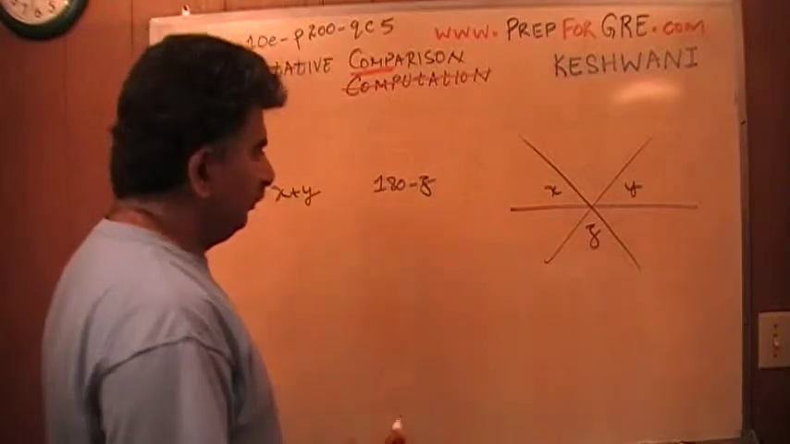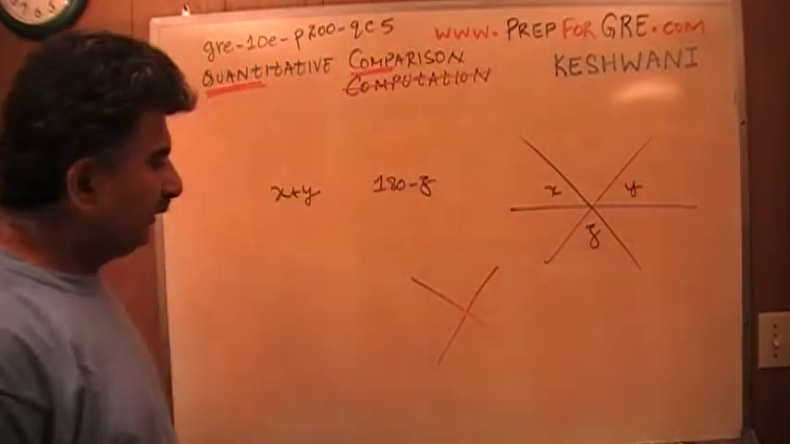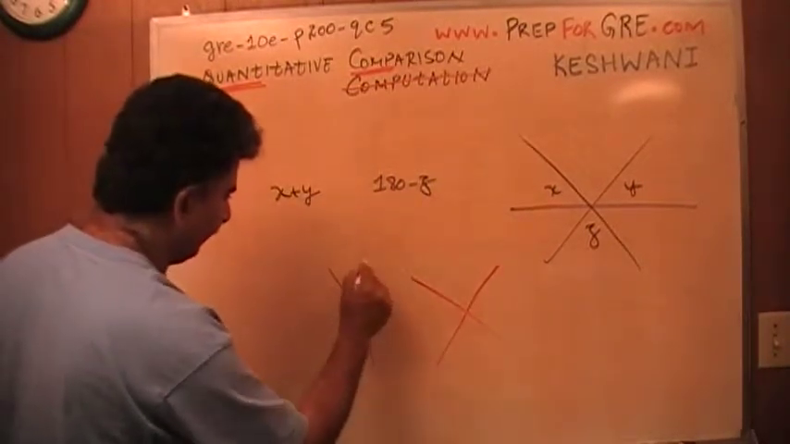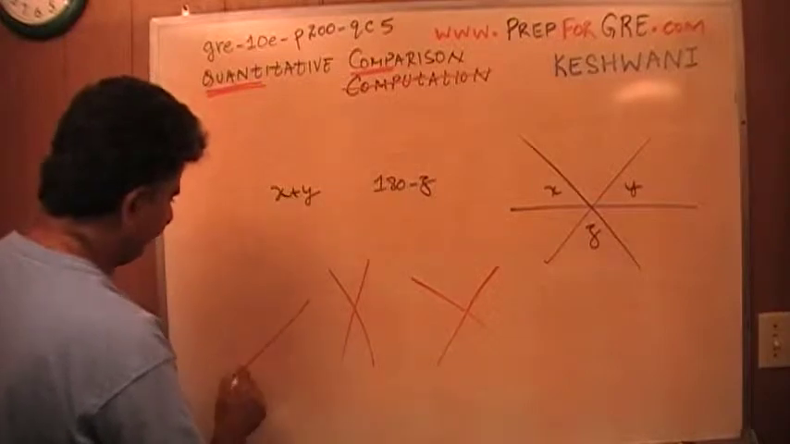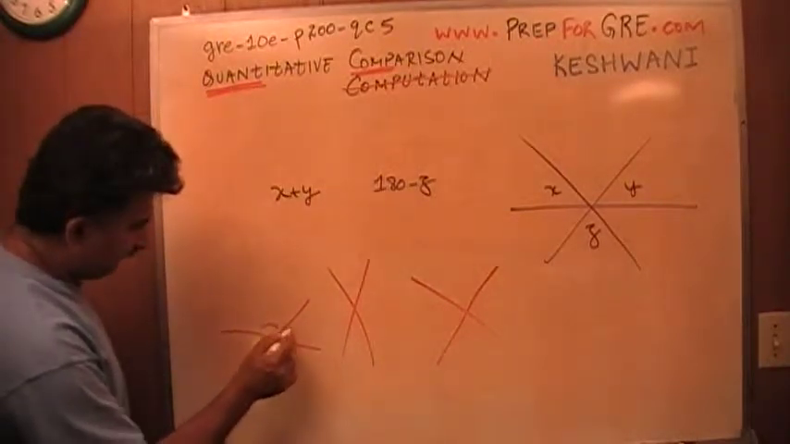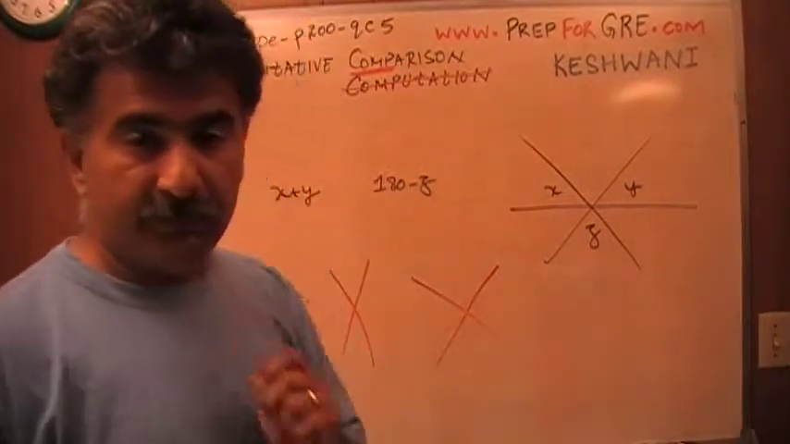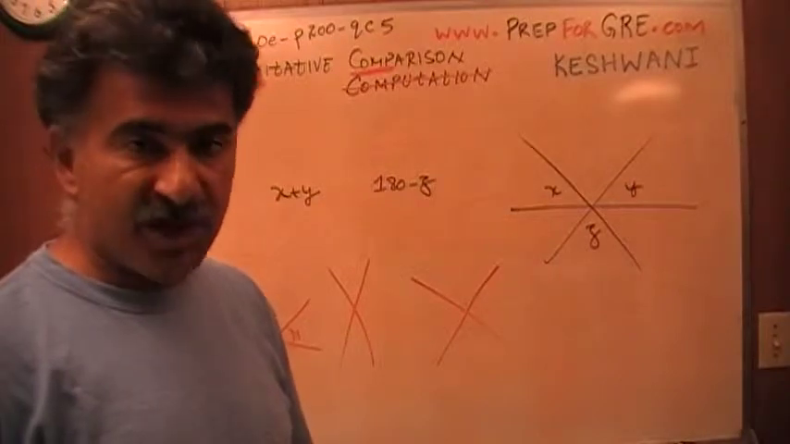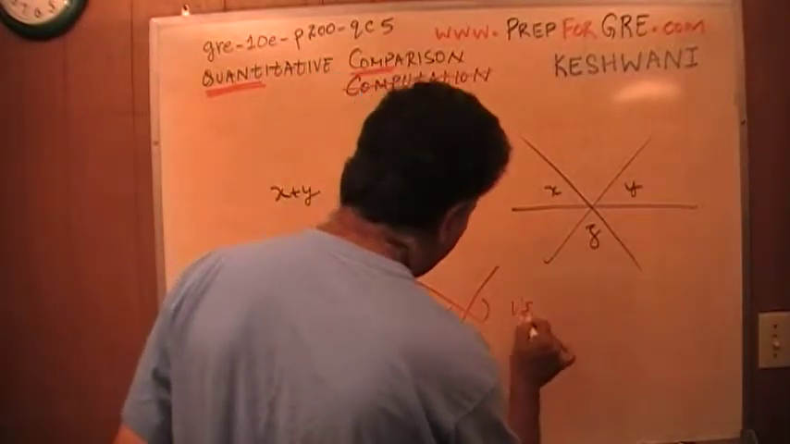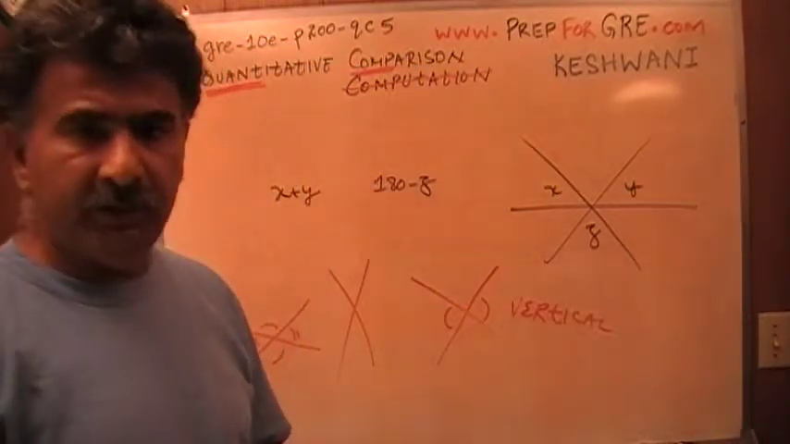I hope that you know that when you have two lines intersecting, it doesn't matter what the angle of intersection is, whether they are intersecting like this, or like this, or like that. The opposite angle, this angle equals this angle, and this angle equals this angle. Opposite angles are always equal. The terminology used in geometry is that they are referred to as vertical angles.